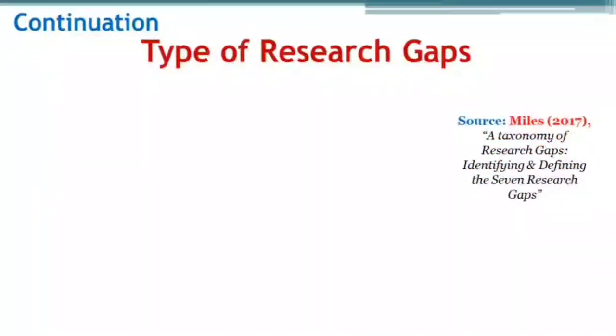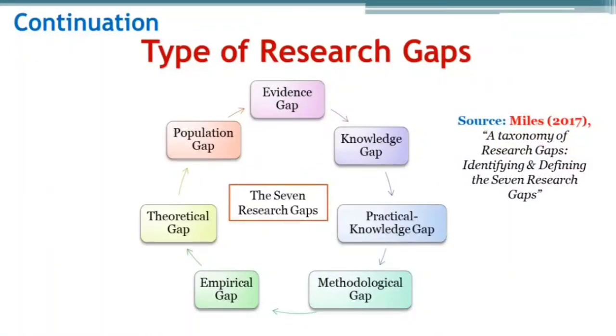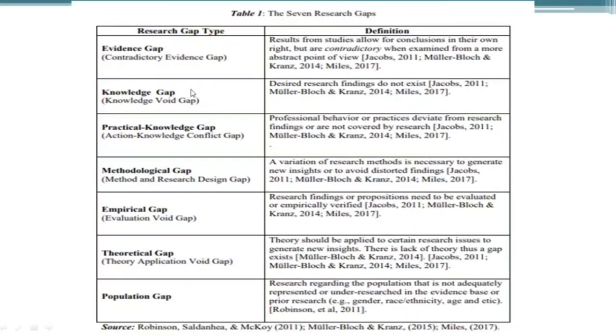So the next is, what are the types of research gaps? Let us know what the types of research gaps are. Miles in 2017 has highlighted 7 types of literature gap, and these are the evidence gap, the knowledge gap, the practical knowledge gap, the methodological gap, the empirical gap, the theoretical gap, and the population gap. So now let us check them out one by one. So the first one is the evidence gap.